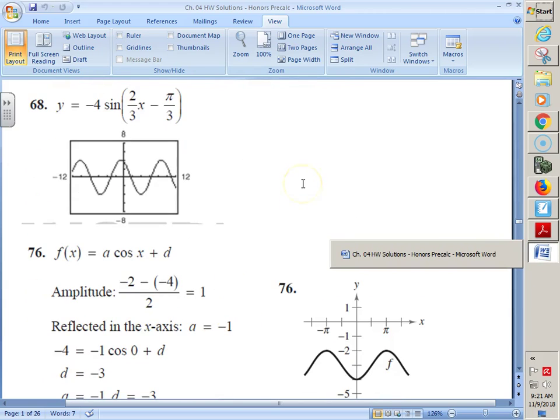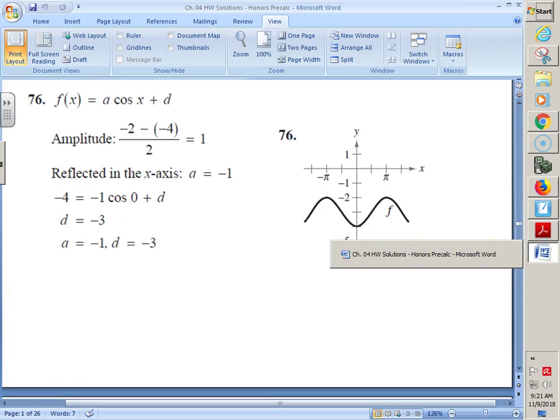68, were you just putting it in your calculator? Nice. Just typing it in. No big deal, hopefully. Anybody's calculator not working for them, or did we get it all working with the warm-up? We're okay? Calculator's okay? All right. Number 76.